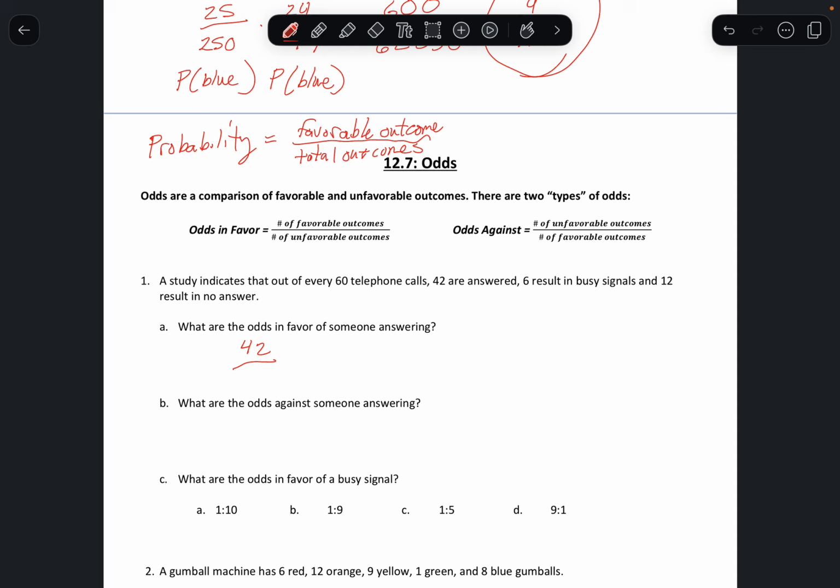But we're not looking at probabilities here, we're looking at odds. So what we want to compare it to is the number of times that people didn't answer. The top number is the number of times that people did answer. The bottom is going to be the number of times that people didn't answer. If I count all the times that people didn't answer, that'd be 6 and 12, which would be 18. So 42 times that someone did, 18 times that someone didn't. We want to reduce that as a fraction, 42 over 18 is 21 over 9. I can divide both of those by 3, 7 over 3. Now, if you can write this as a fraction, you can also write this as a ratio. So something like this would also be appropriate: 7 divided by 3, or just 7 to 3.